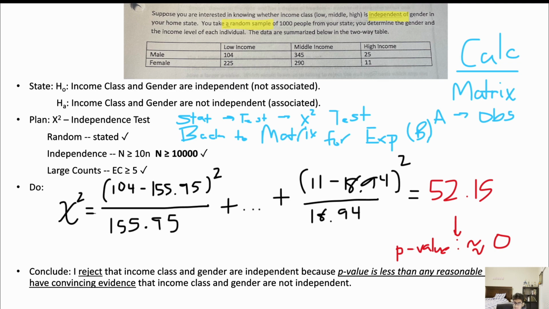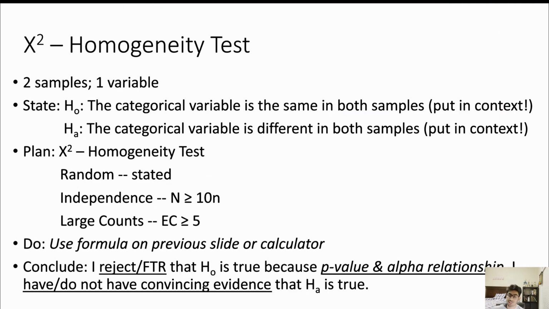All right. Chi-squared homogeneity test, last one, or the third one. This one, you have 2 samples and 1 variable. Null hypothesis is that the categorical variable is the same in both samples, and for the alternative, the categorical variable is different in both samples. So those are some keywords there. Everything else is the same.